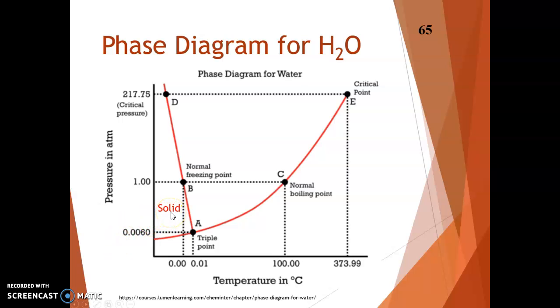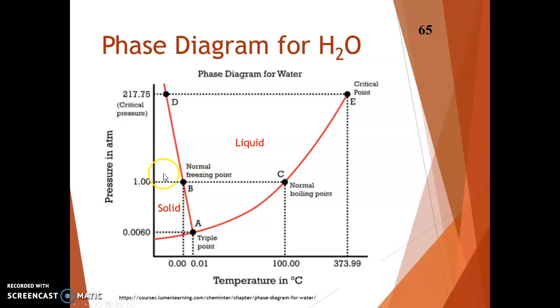So solids are more likely to exist when it's cold and when the pressure is high, because that squeezes the molecules together. So look at the chart here, pressure on this side, temperature on this side. Low temperatures are on the left and high pressures are near the top. So that combination is going to give you a solid.